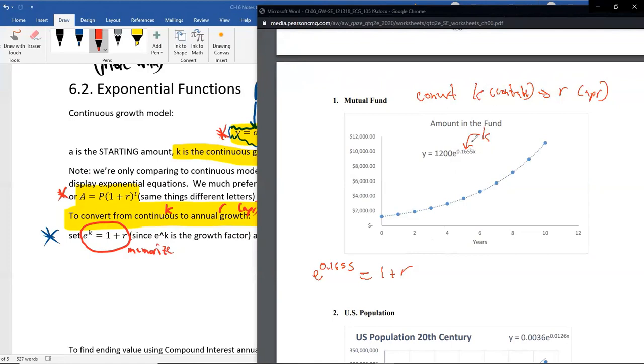We're taking this k, and if it says 0.1655, that means it's 16.55%. But this e with that exponent number, that's the actual growth factor, and to convert it to an annual rate, all we do is set it equal to 1 plus r. How do we do that? We subtract 1 on both sides. And then you just stuff all that in a calculator.